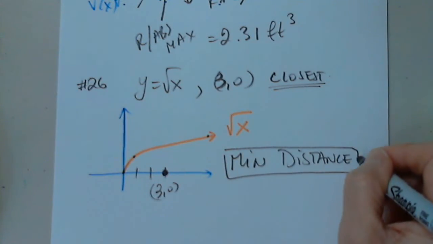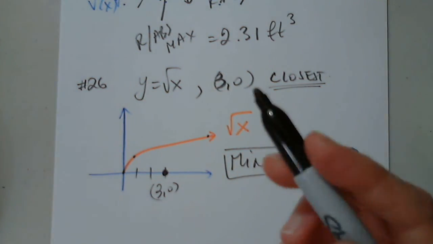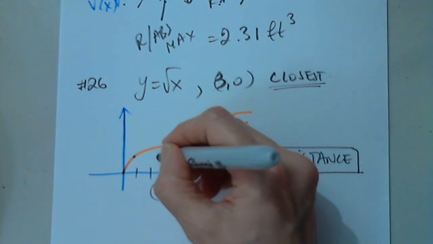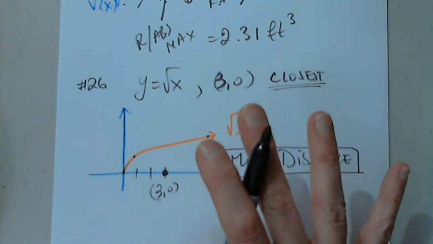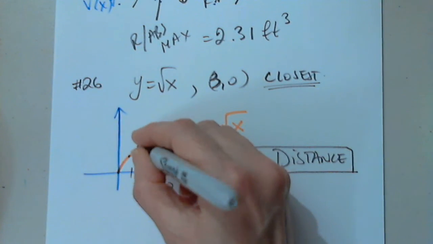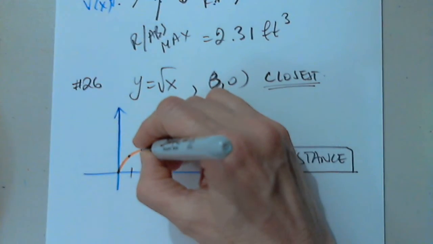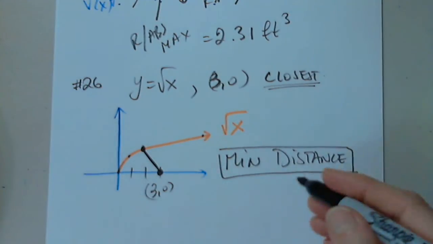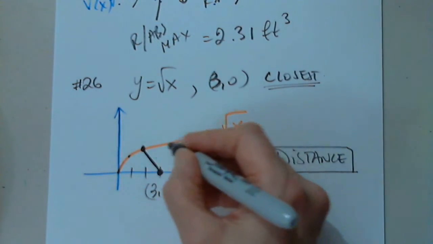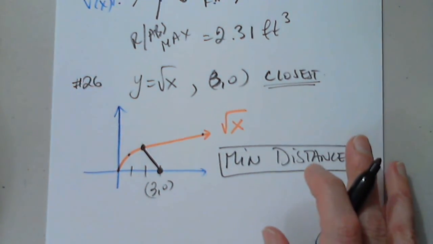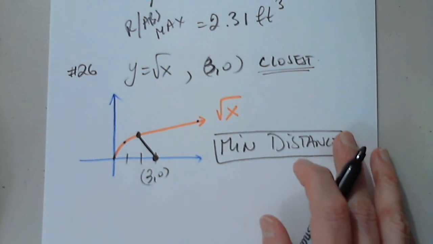Minimize the distance. Now, the shortest distance appears to be here. But I don't care. I'm not going to look for the minimum distance on the graph. I'm just going to say somewhere here. It doesn't matter. I need to determine this distance. And then when I solve and find the minimum, it will tell me exactly where it should be on the graph. So don't bother with measuring or anything like that. There is no need for that.